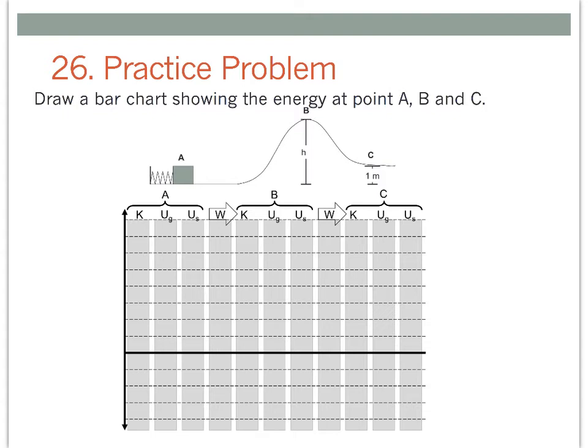For the last part of this problem, we're asked to draw an energy bar chart showing the energy at these various points. So I'm going to start here. I have spring potential energy at point A. That's the only energy I have because we're not moving. Going from A to B, there's no work being done because there's no non-conservative forces, and so all of that energy that was spring potential energy at A becomes gravitational potential at B.